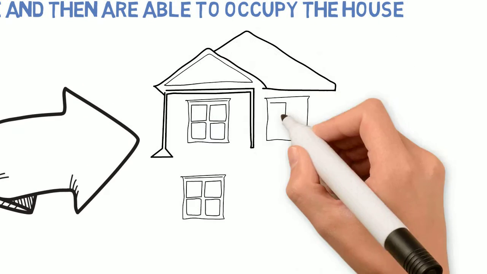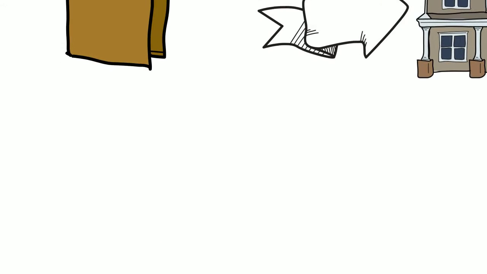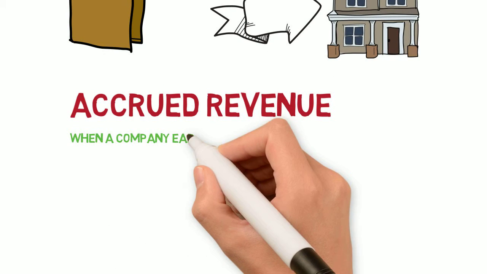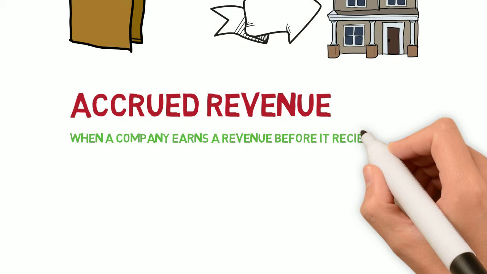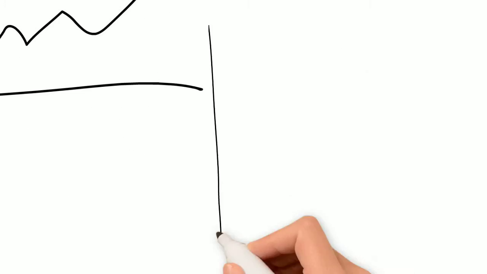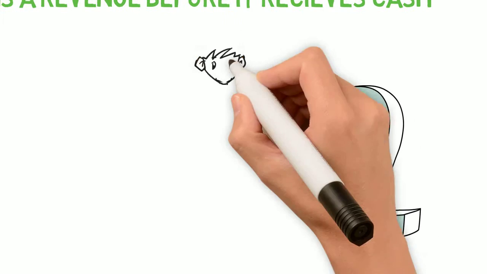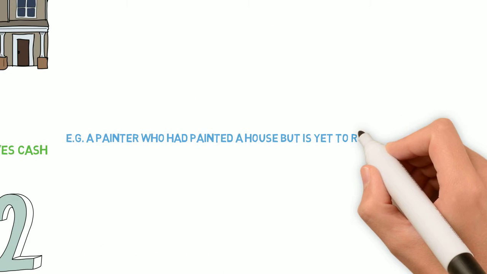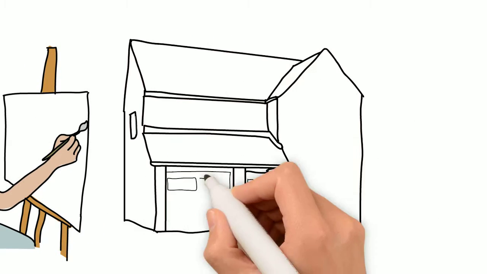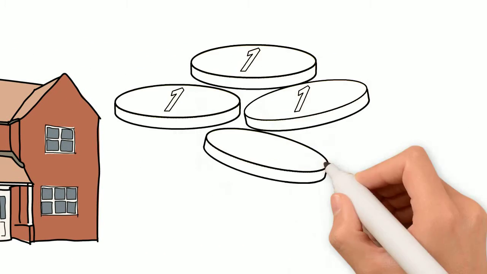Accrued revenue, when a company earns a revenue before it receives cash. Earning the revenue is first and then receiving the cash. An example of this: a painter who had painted a house but is yet to receive cash from doing this service.